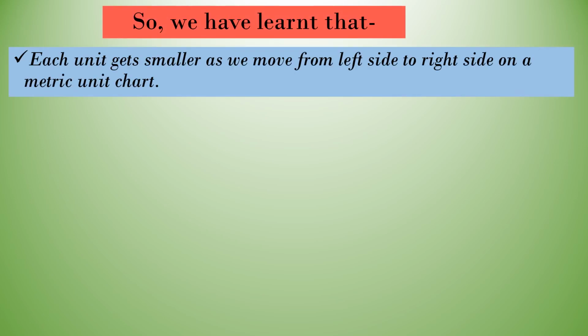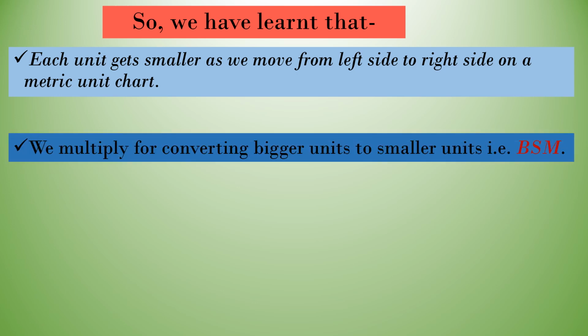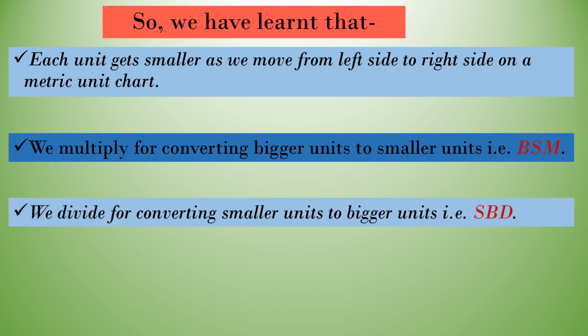So what have we learnt till now? We have learnt that each unit gets smaller as we move from left side to right side on a metric unit chart. We have also learnt that we multiply for converting bigger units to smaller units, that is BSM, bigger to smaller multiplication. And we should divide for converting smaller units to bigger units, that is SBD.